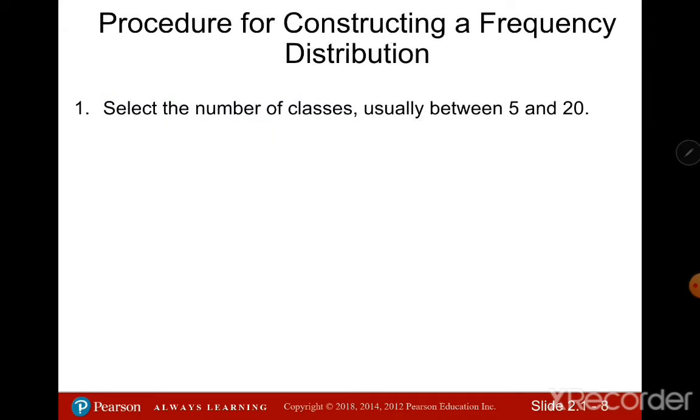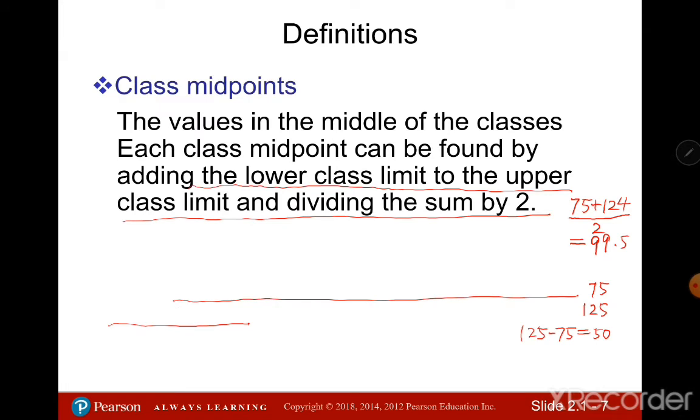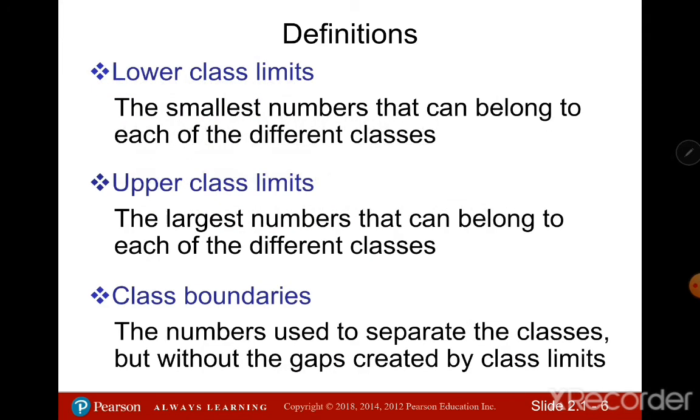So we have one left, which is called class boundary. So the class boundary, let's check the definition. It says the numbers used to separate the classes, but without the gaps created by class limits. Let's see what that means. So class boundaries can help us separate the classes.